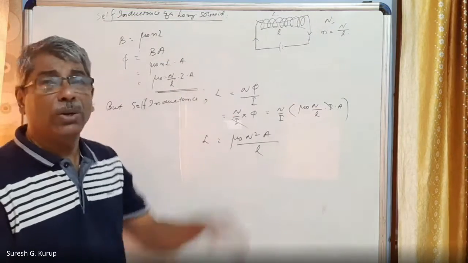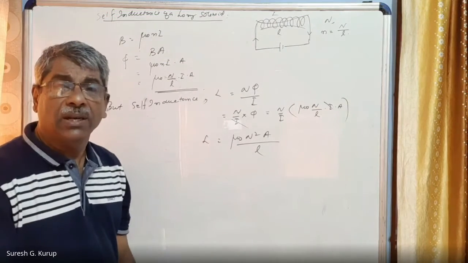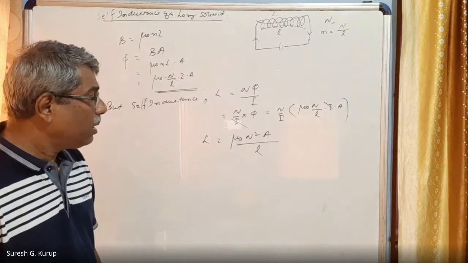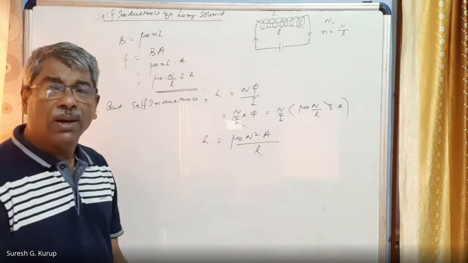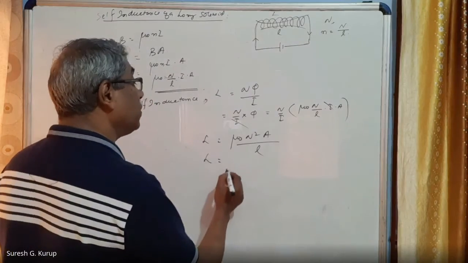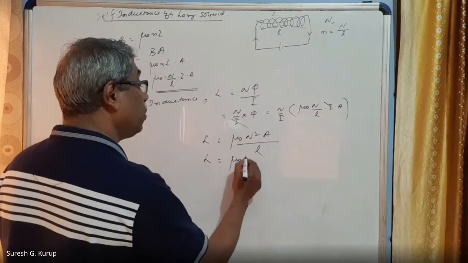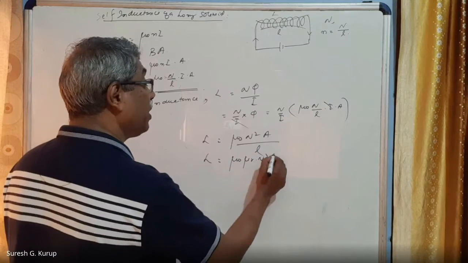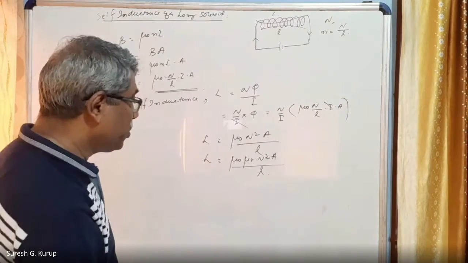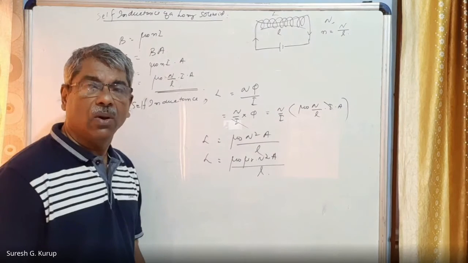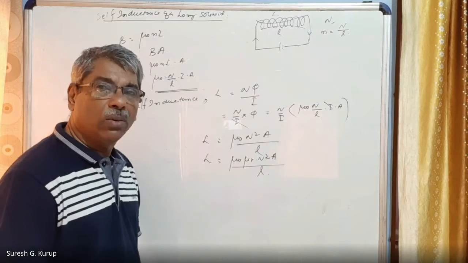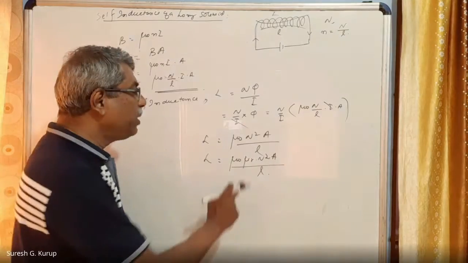If inside a solenoid, another material of relative permeability mu r is introduced, then L is equal to mu 0 mu r n square A, the whole divided by N. So this is the self-inductance of the coil of a solenoid having a core whose relative permeability is mu r.